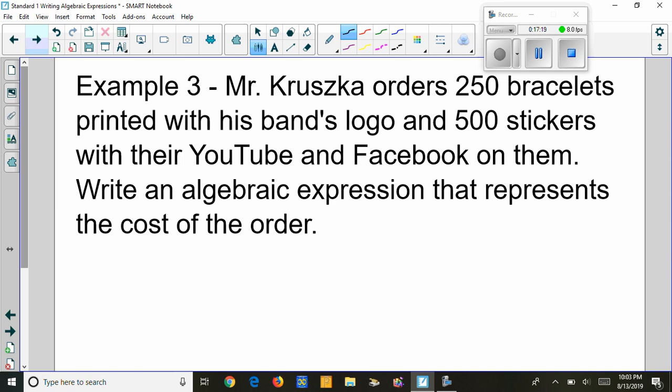Mr. Kruska orders 250 bracelets printed with his band's logo, and 500 stickers with their YouTube and Facebook on them. Write an algebraic expression that represents the cost of the order.